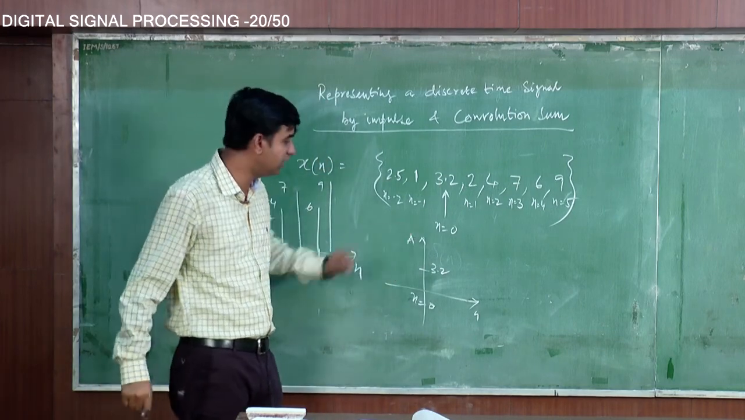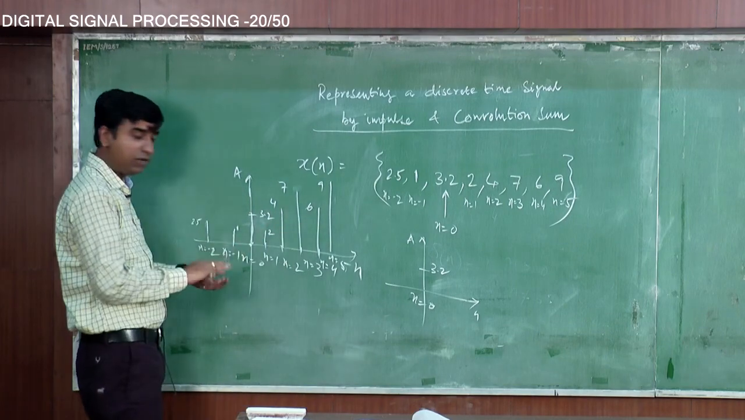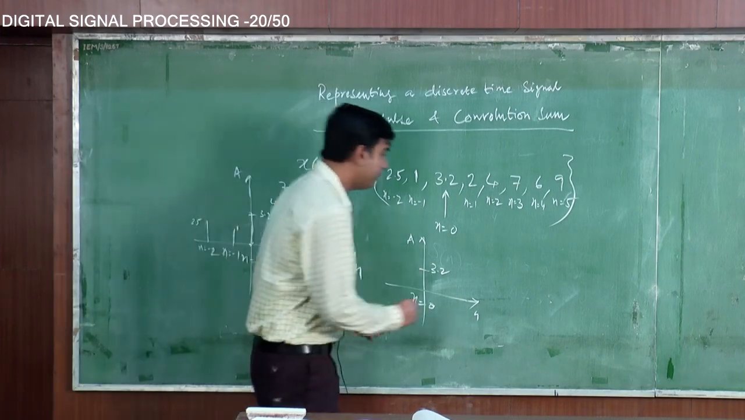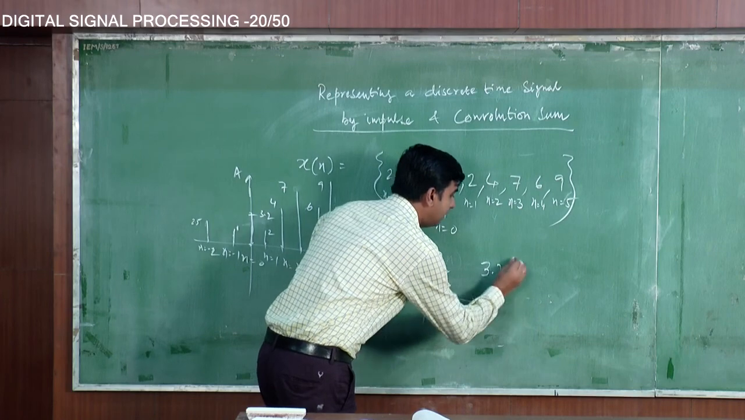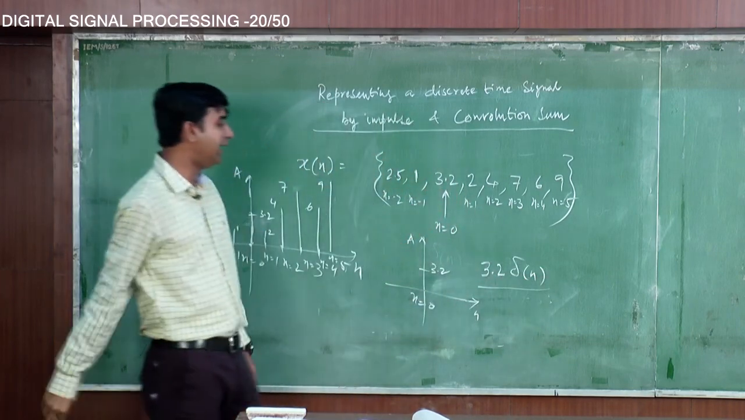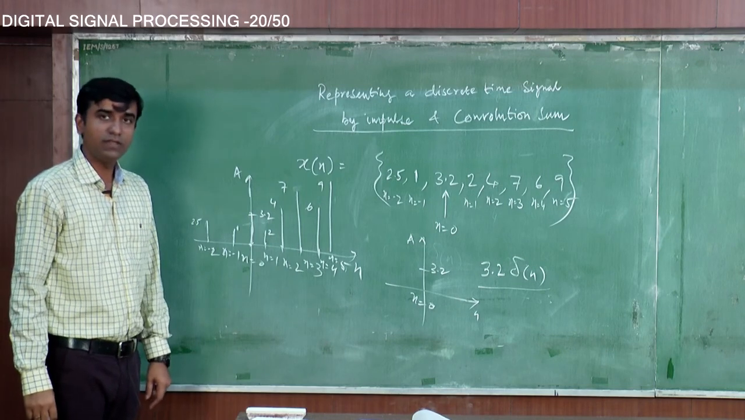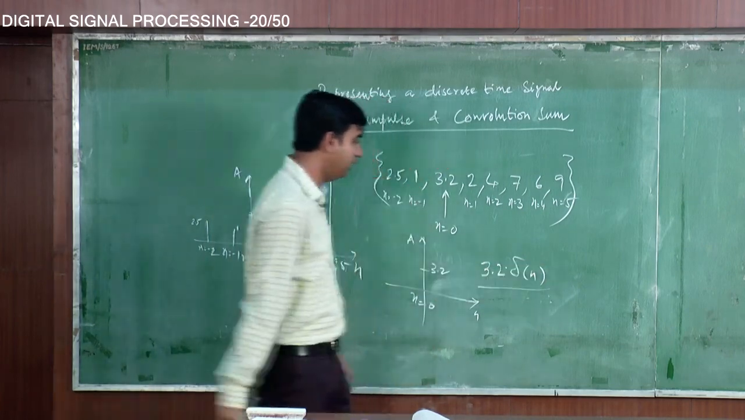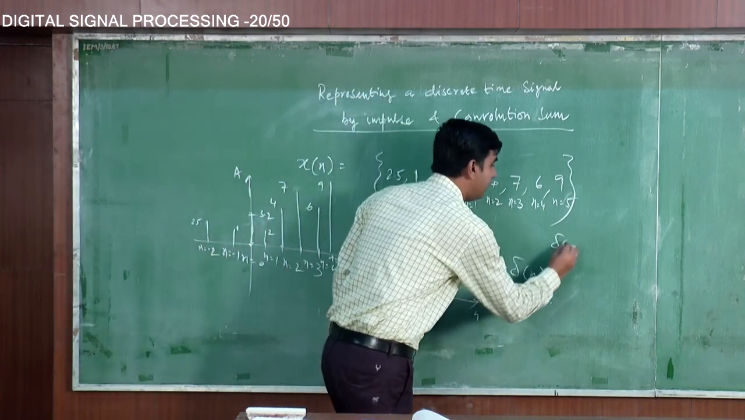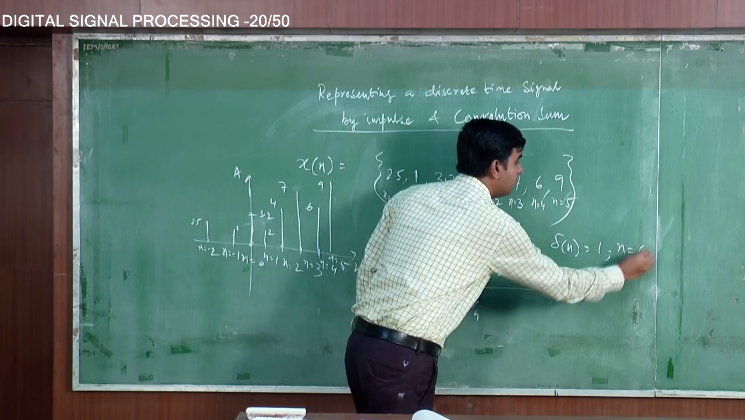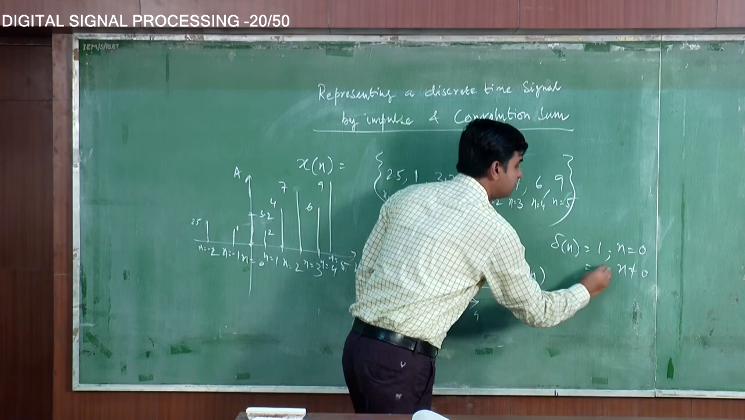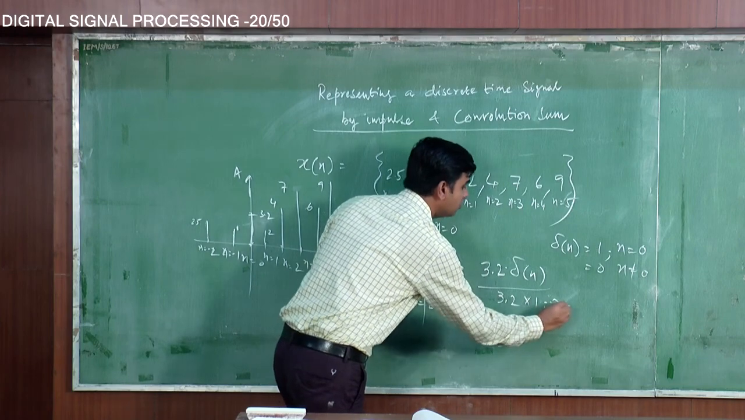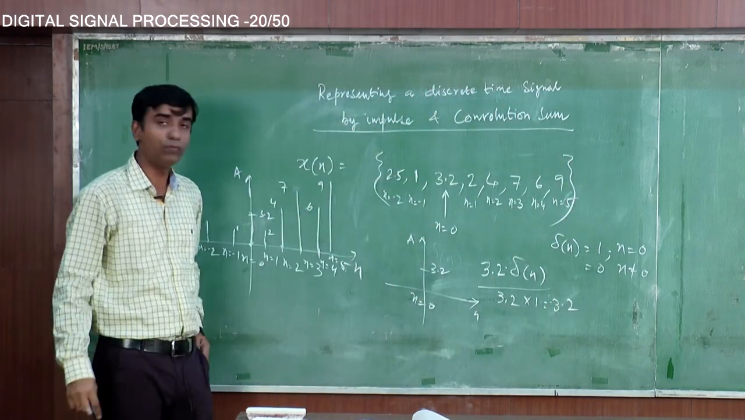Can I define this signal? Forget about the others, concentrate only on this one, which exists at n equal to 0. Can I represent this by writing it as 3.2 δ[n]? Is it correct? 3.2 is the amplitude, multiplied by δ[n], and δ[n] is a function which is 1 at n equal to 0 and 0 at other values. That means we are multiplying 3.2 by 1, so it is 3.2 only at n equal to 0.